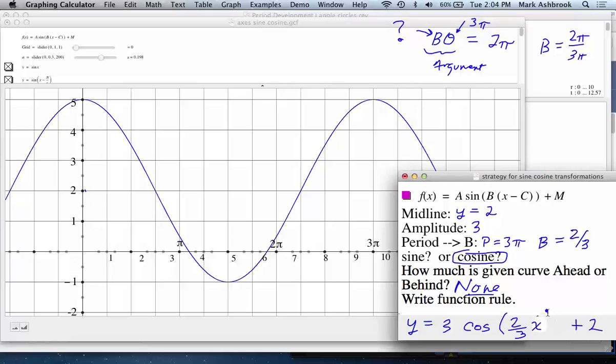No, because we said it's not shifted, it's not ahead or behind. Our argument angle is not ahead or behind our input angle. So that's it: 3 cosine (2/3 x) plus 2.